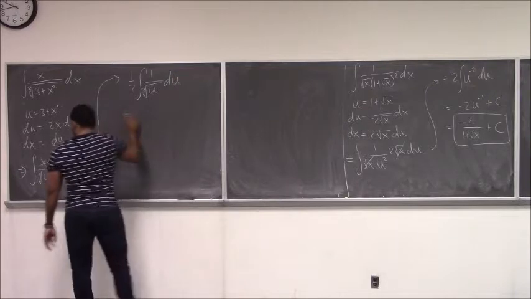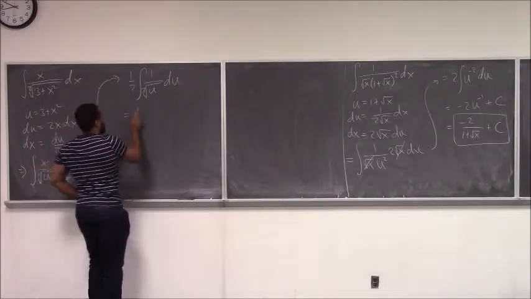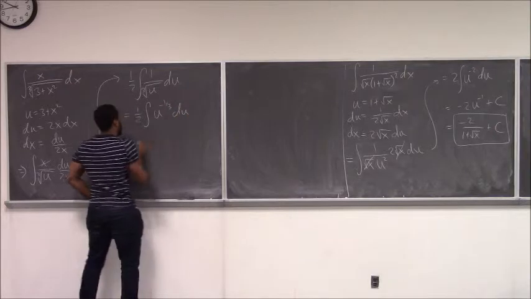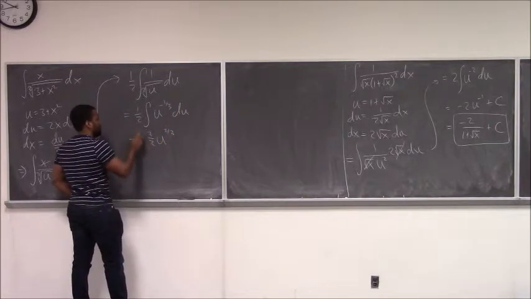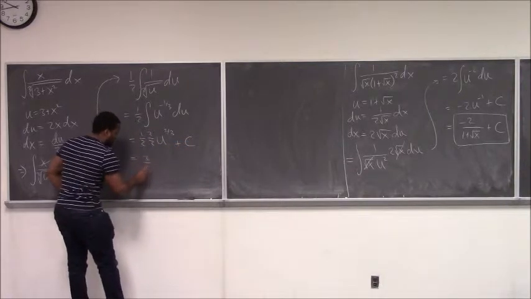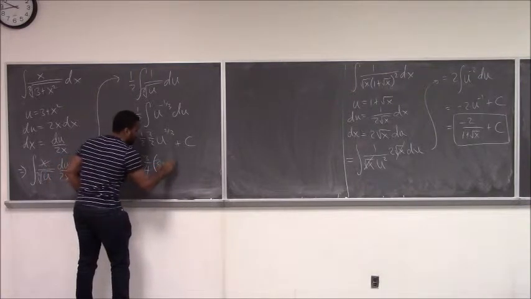How do we do that? That's just like u to the minus 1/3, so it's just u to the 2/3 divided by 2/3 or times 3 halves. U to the 2/3 times 3 halves times 1/2. That's 3 over 4 times our u was 3 plus x squared.